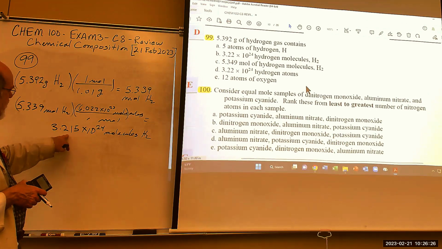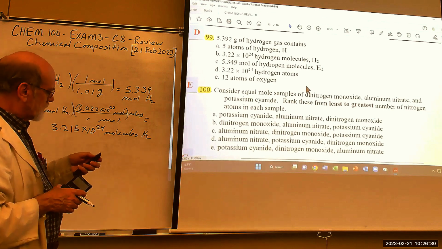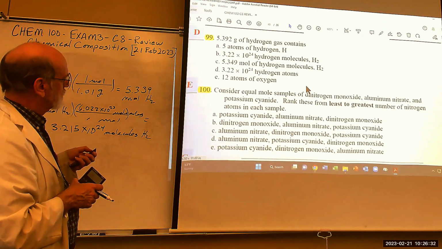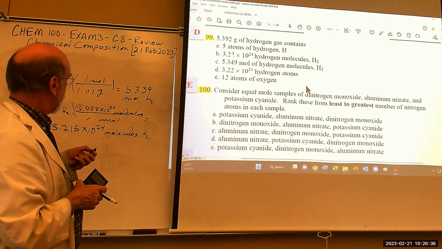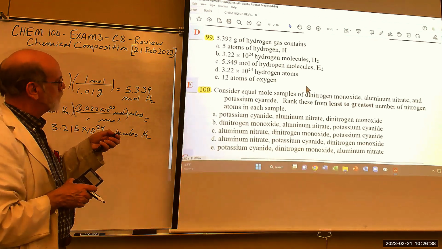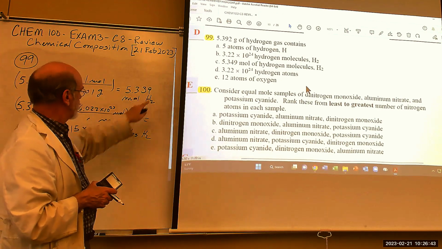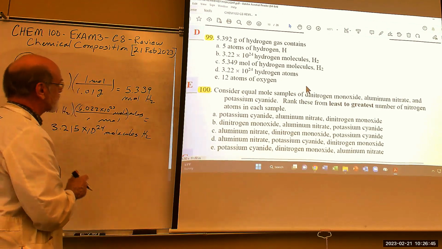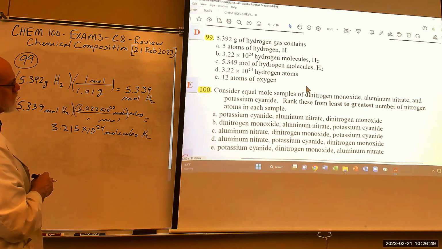It can't be hydrogen atoms because hydrogen atoms would be twice this. So actually, it's a battle between this one and this one. The answer here is closer to this one. This one's not as close to C as this one is to B. So the best answer, that's wrong.